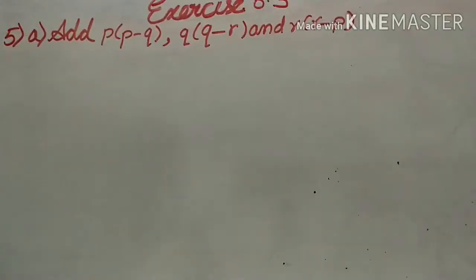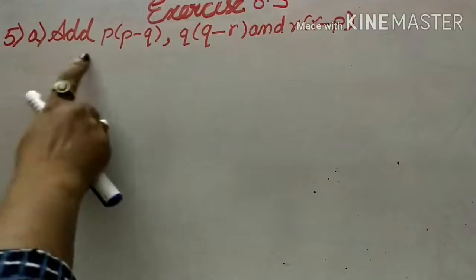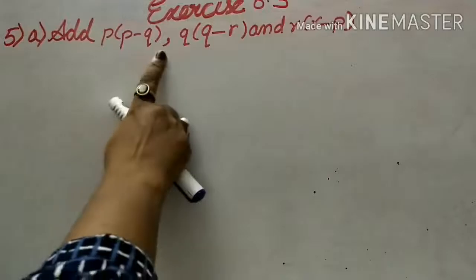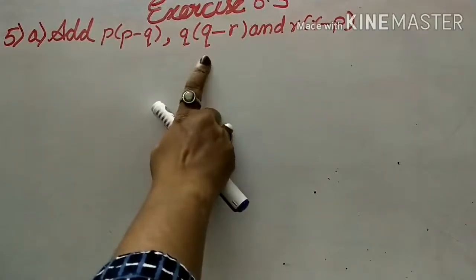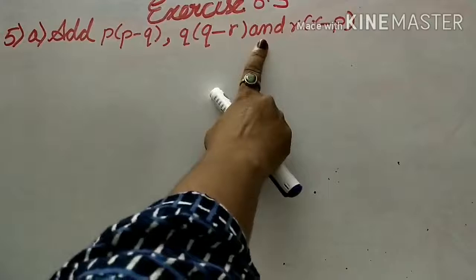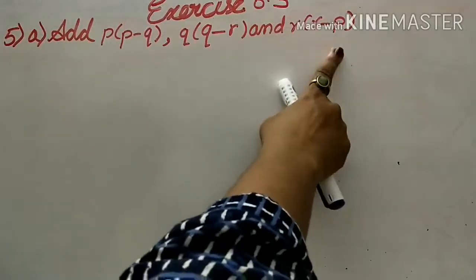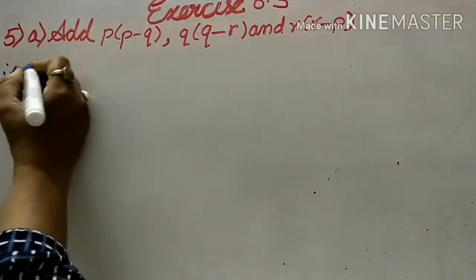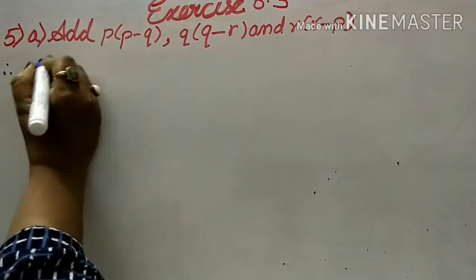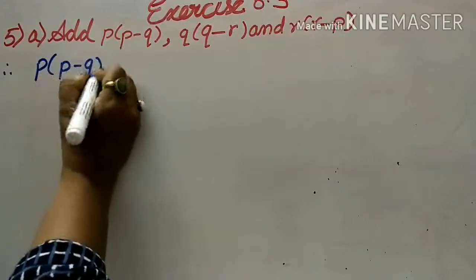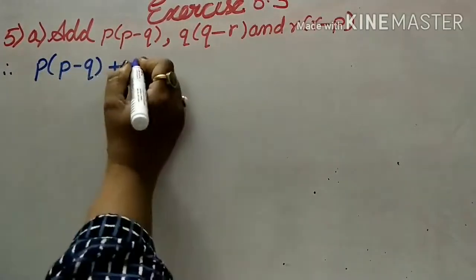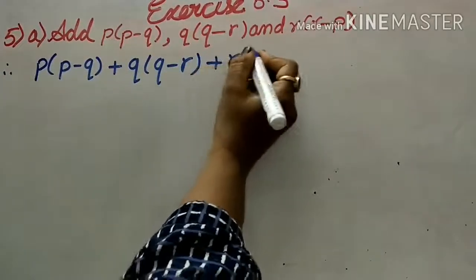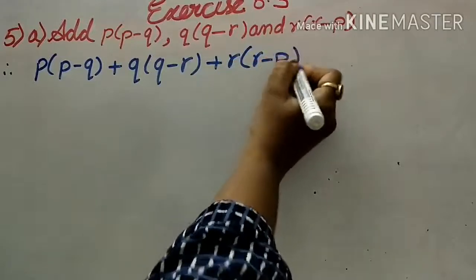Exercise 6.3, fifth one, A. Add P into bracket P minus Q bracket completed, comma, Q into bracket Q minus R bracket completed, and R into bracket R minus P bracket completed. Therefore, I'll write, because we have to perform addition, P into bracket P minus Q plus Q into bracket Q minus R plus R into bracket R minus P.